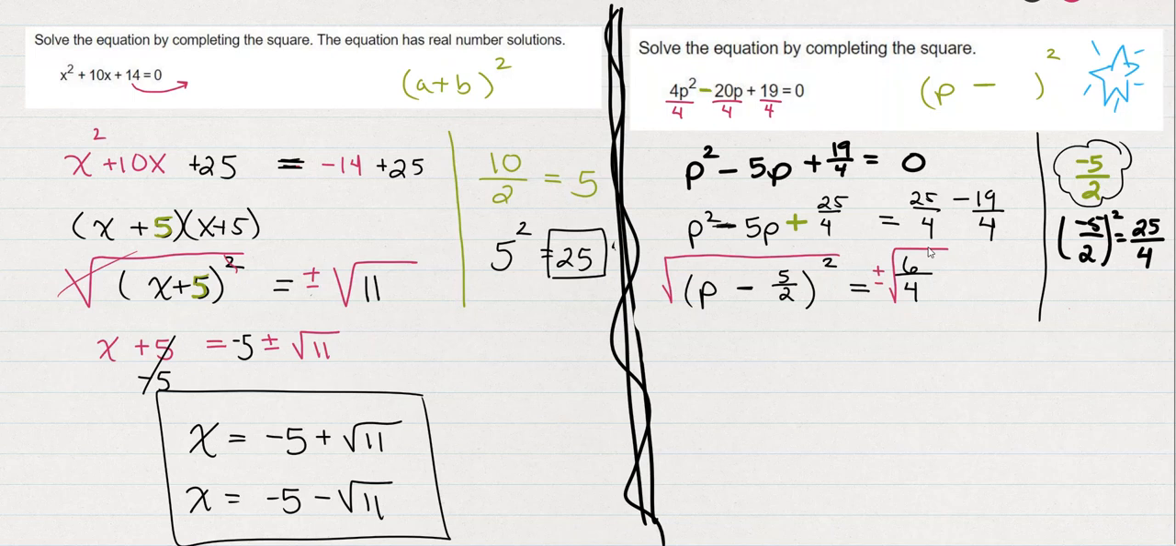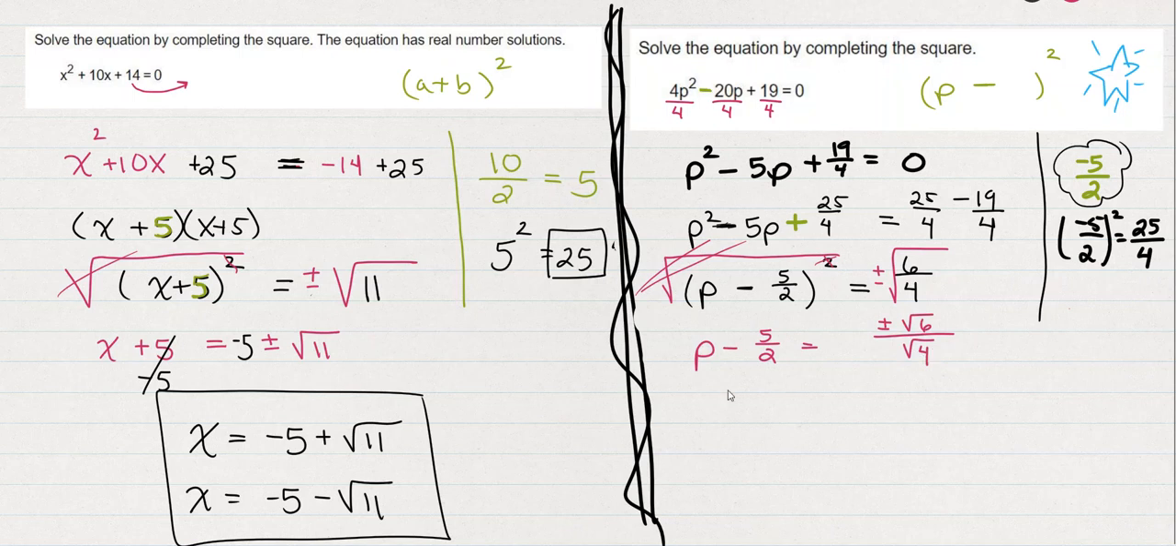Now watch what happens with the square root property, that it's the square root of 6 over the square root of 4. And do you see now why I left that as the 4 instead of reducing it? Because the square root of 4 is going to be 2. But how do I simplify the square root of a square or the square of the square root? Either way, they're inverse operations, so they undo each other, and I'm left with p minus 5/2 on one side, and that's equal to plus or minus the square root of 6 over the square root of 4.